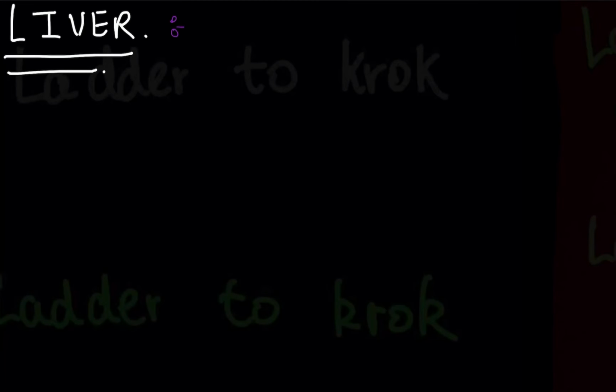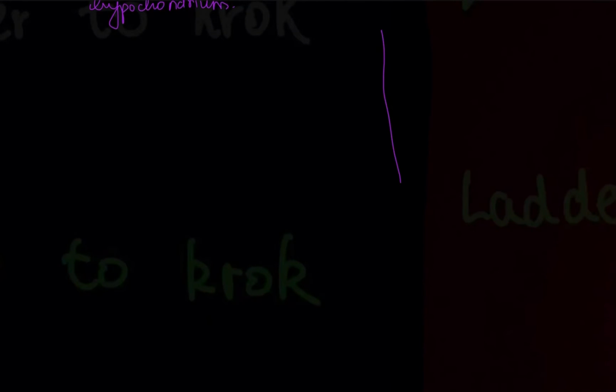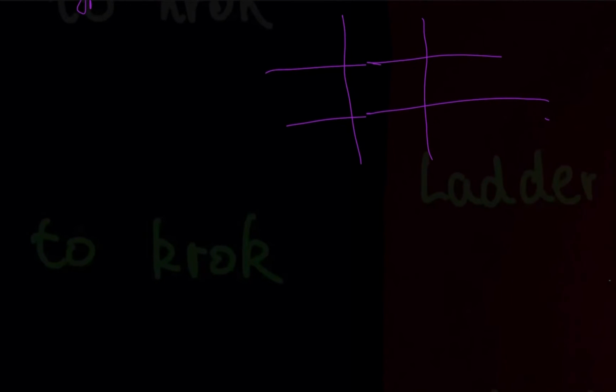So liver, where it is situated? In the right hypochondrium, and it extends right down to the left hypochondrium. Now what is hypochondrium? Your abdomen region is divided into 9 regions by drawing tic-tac-toe.